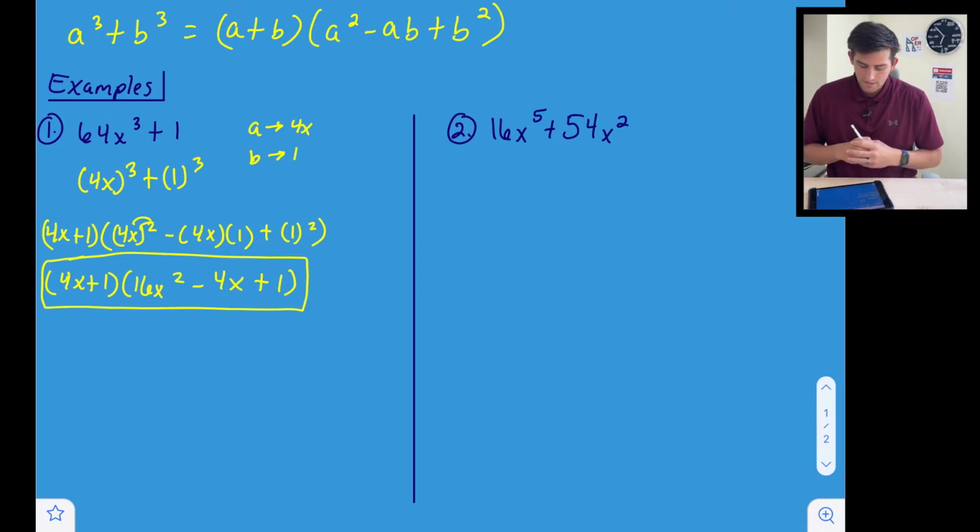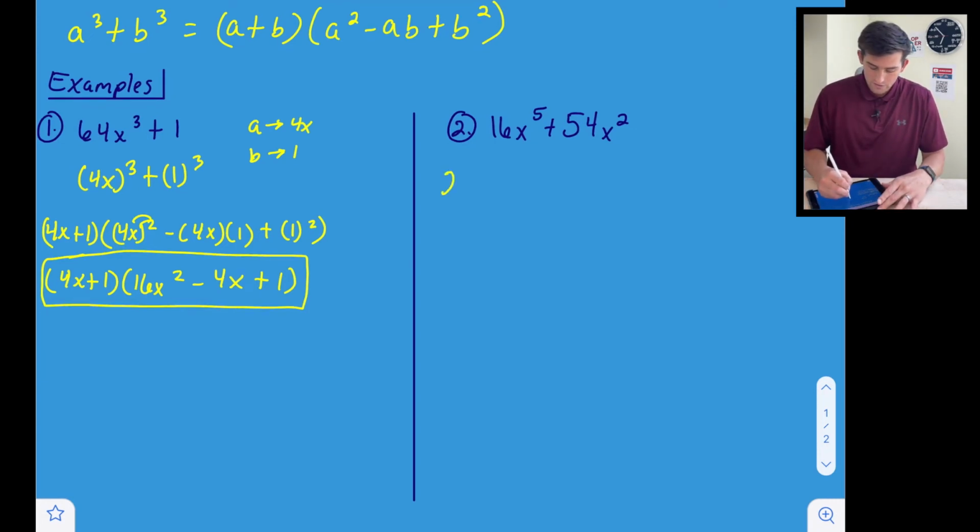We have 16x to the fifth plus 54x squared. So when we're looking at our two coefficients, 16 and 54, neither one of those numbers are perfect cubes. So what we could do is factor out a common monomial, and the coefficient of that monomial needs to be a factor so that 16 and 54 become perfect cubes. So if I factor out a 2 from 16, I'm going to get an 8, right? 2 times 8 is 16, and 8 is a perfect cube. Great. If I factor out a 2 from 54, 54 divided by 2 gives me 27. 27 is also a perfect cube, so that is what we need to do.